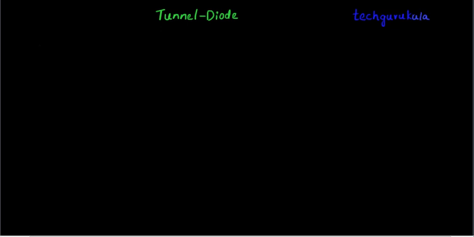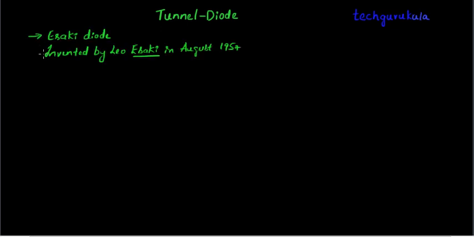In this video, we're going to see the tunnel diode, which is also known as the Esaki diode. It is known as the Esaki diode after its inventor, Leo Esaki, who invented it in August 1957. Esaki received the Nobel Prize in Physics jointly with Brian Josephson for discovering the electron tunneling effect used in these diodes, which are tunnel diodes.